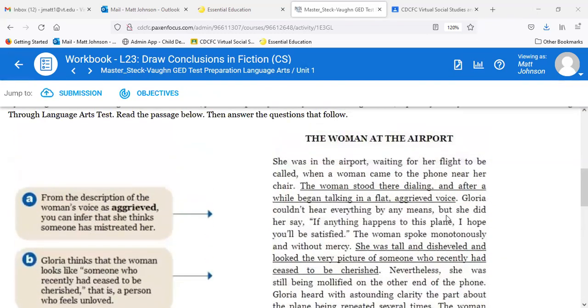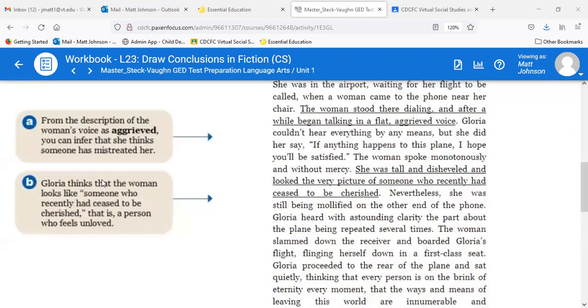And looking at our underlined passages here, where it says the woman stood there dialing, and after a while began talking in a flat, aggrieved voice. From the description of the woman's voice as aggrieved, you can infer that she thinks someone has mistreated her, right? If you have a grievance with somebody, that's the idea there. That's the adjective, aggrieved.